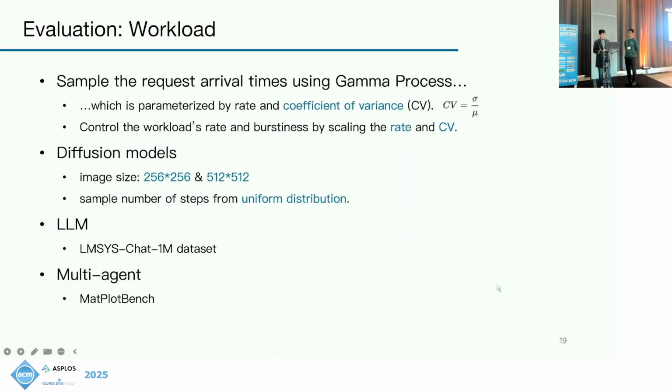Similar to prior work such as AlphaServe, we generate the request arrival times using a gamma process, which is parameterized by rate and coefficient of variance, or CV. By scaling the rate and CV, we can control the workload's rate and burstiness, respectively. For diffusion models, we use 2 types of image sizes and use a uniform iteration distribution over the recommended range, such as 30 to 50 for Stable Diffusion.